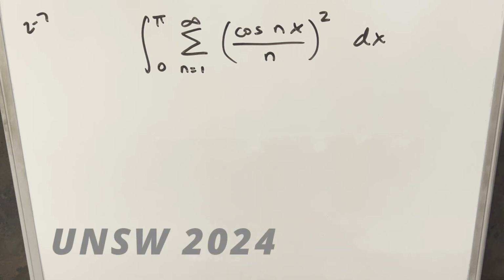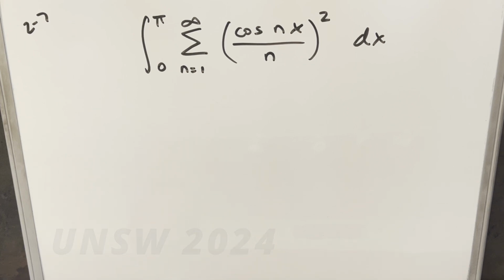Okay, we've got another integral. This one's from the UNSW Integration Bee 2024, Round 2, Problem 7. We've got the integral from 0 to pi of the sum from n equals 1 to infinity of (cosine nx over n) all squared dx.